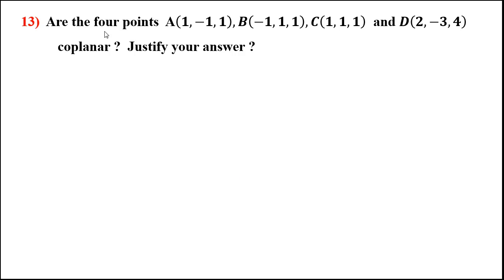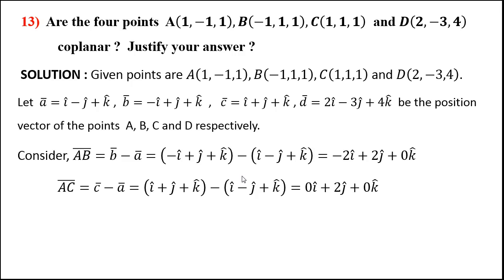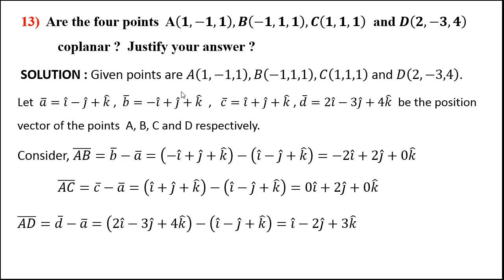Question is, are the 4 points A, B, C, D coplanar? Justify your answer. We are asked to check whether the points are coplanar or not. As usual, we first write their position vectors using their coordinates. Using the coordinates of A, B, C, D, we write the position vectors of these points. Then we calculate 3 vectors: AB bar, AC bar, and AD bar.